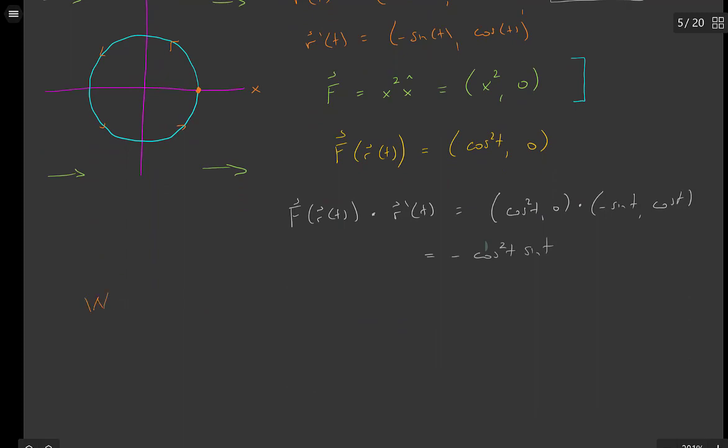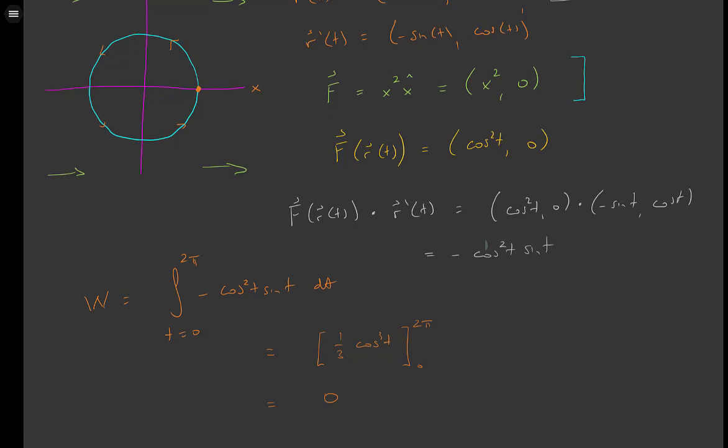So the work is equal to the integral from t equals 0 to 2 pi of minus cos squared t sine of t dt. If we make the substitution u equals cosine of t, get the antiderivative and plug cosine of t back in, we'll just get that this is equal to 1/3 cosine cubed of t, running from 0 to 2 pi. And if you evaluate that, you just get 0. So we've got 0 work done here. So that's the answer to the question. We've finished solving the line integral.